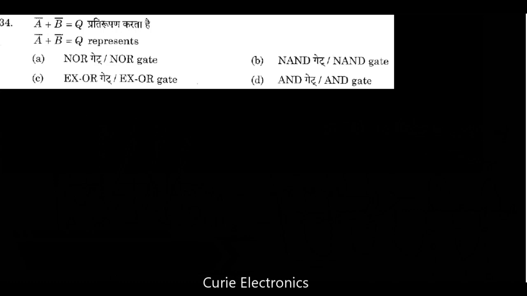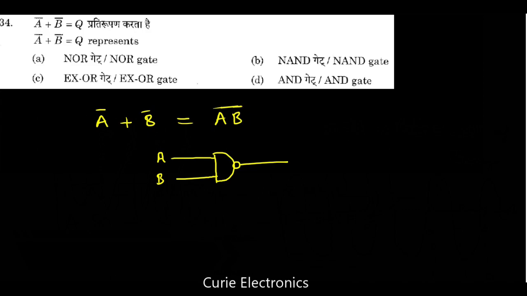A complement or B complement equal to Q. This is just a direct De Morgan's equation. How can we write it as per De Morgan's theorem? A complement or B complement can be written as AB whole complement. We have two inputs, A and B, and it's complemented. So it's a NAND gate. So the answer is option B, NAND gate.